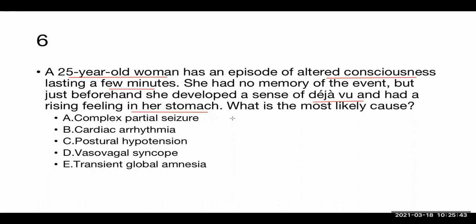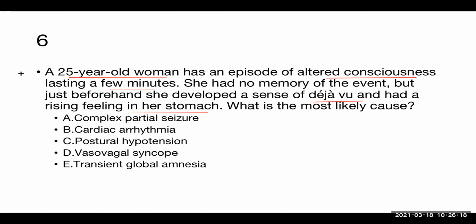Sir, I think this is a case of complex partial seizure. Complex partial seizure. Okay, why? Because the altered consciousness is a feature of complex seizure, and also the deja vu and the rising feeling in her stomach. So I think this is an aura. So all these are features of complex partial seizure, which arises from the temporal lobe. Exactly. So he has explained it very correctly.